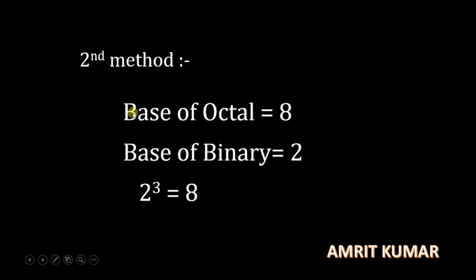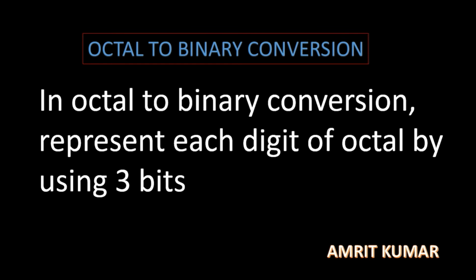We will learn how to proceed with this method, which says that the base of octal is 8 and the base of binary is 2. We can use this for converting an octal number into a binary number. So this is our second method. Let's look at how to convert it. Octal to binary conversion. In octal to binary conversion, represent each digit of octal by using 3 bits.